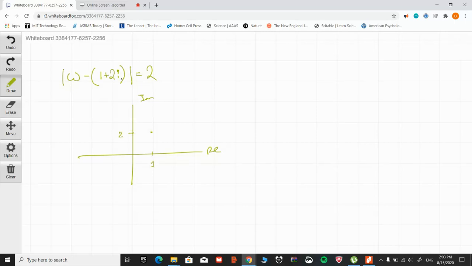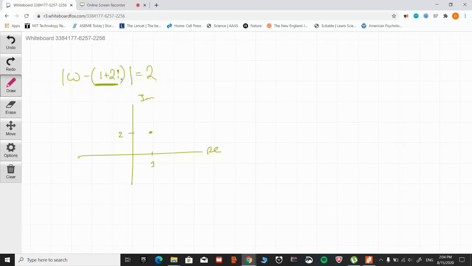Let's say this is 1 plus 2i, 1 being on the real axis and 2 being on the imaginary axis. So we know this point, and our missing complex number has to be 2 units away from this, or in other words, the distance between my complex number 1 plus 2i and w has to be 2 units. That basically says my complex number w has to be 2 units away from this.